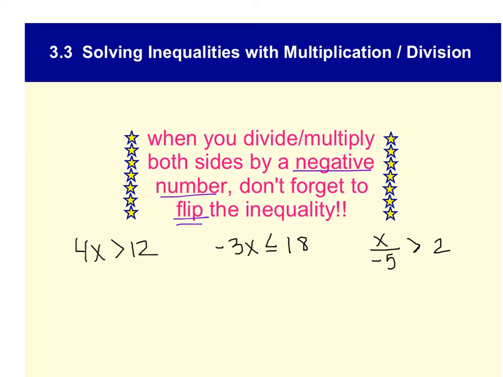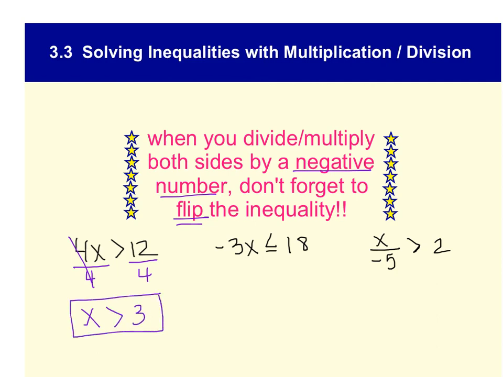So let me talk through a few of these examples. So we have 4x is greater than 12. To get x alone, you would divide by 4. So do you see how I'm dividing by a positive number? I don't have to worry about flipping anything. So x is just going to be greater than 3.